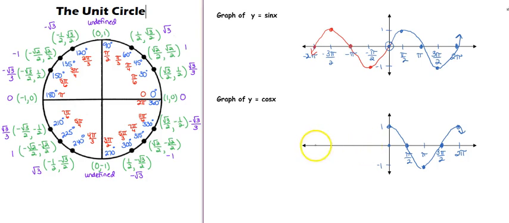That's one cycle. Again, we are going to do 2 trips around our circle, one positive, one negative. So at 0, now we're at a negative pi over 2. My cosine value is 0. At a negative pi, my cosine value is a negative 1. At negative 3 pi over 2, my cosine value, that x value, is back at 0. And at a negative 2 pi, my cosine value is back at a positive 1.